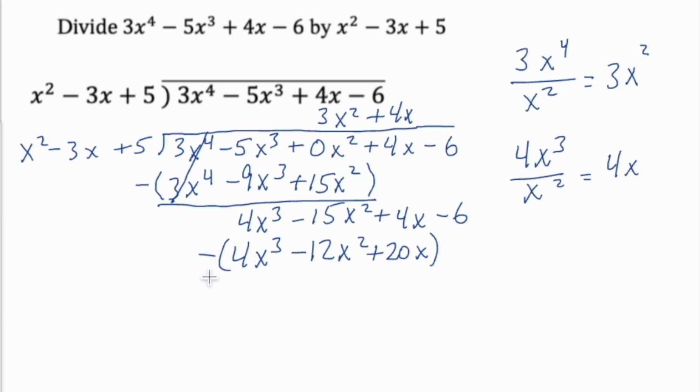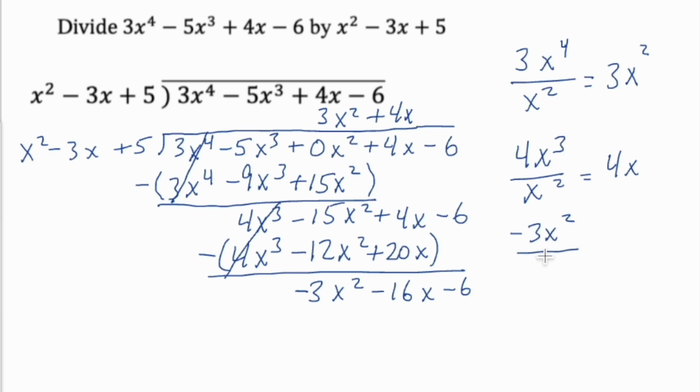parentheses, subtraction. Okay, and cancel the first terms out. Negative 15 minus negative 12 is going to be 3x squared, negative 4x minus 20x is going to be negative 16x. Bring down the minus 6. And then we got the negative 3x squared divided by x squared, which is equal to negative 3. So we're going to put a negative 3 right in here, multiply.